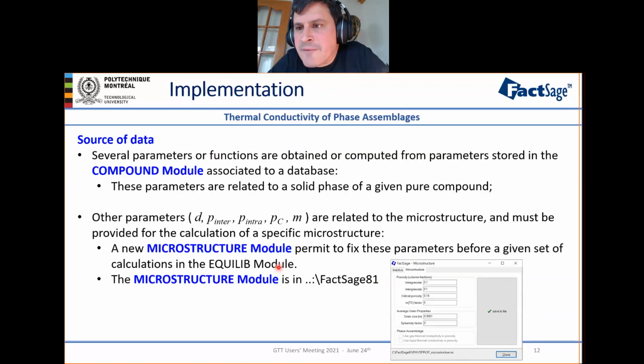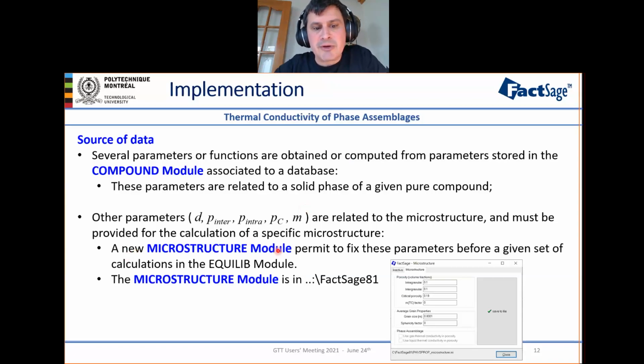So the source of data for the implementation into the Equilib module of FactSage is that many of the parameters are actually already stored in compound databases. And these parameters are all related to the first three functions, basically the pure phase. However, for the microstructure, we need extra information. We need the grain size, we need the different porosities, including the critical porosity. And if we have an intergranular porosity, we need a value of M for the denominator, which is usually 0.